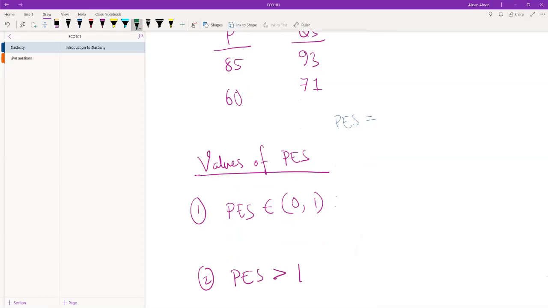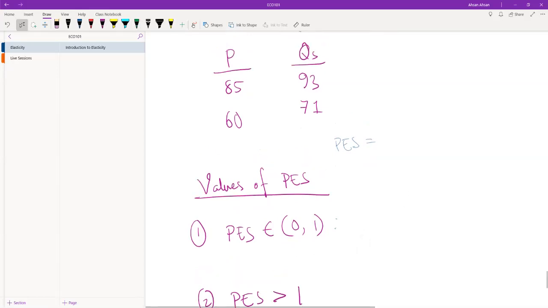If this happens, if PES is between 0 and 1, suppose PES is 0.5, what that means is that a 1% change in price level will lead to a 0.5% change in quantity supplied. So what we say is that supply is inelastic.